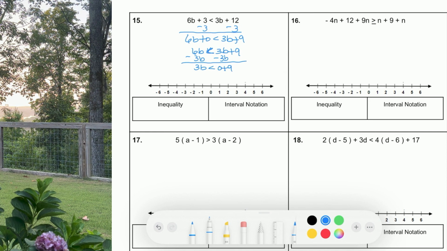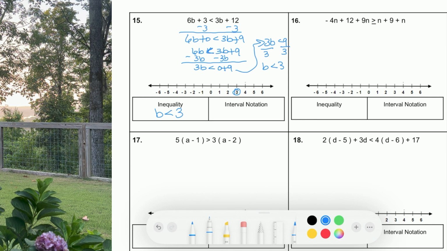I get 3b is less than 0 plus 9, which is, I'm going to bring that up over here so we can finish it. 3b is less than 9. Divide both sides by 3. And I get b is less than 3. Write that in my inequality box.